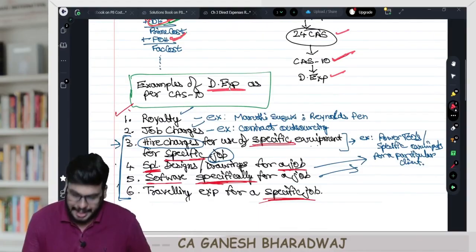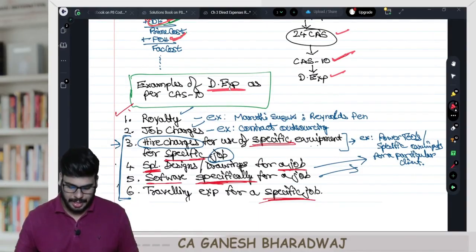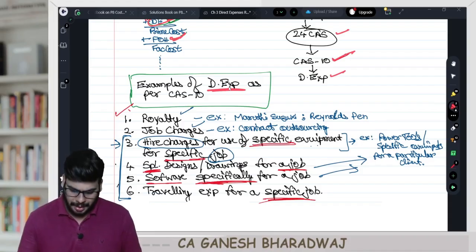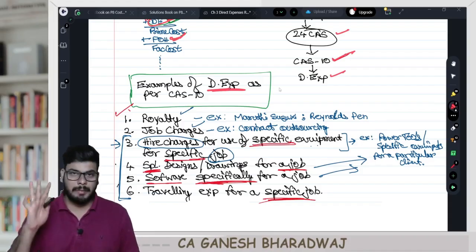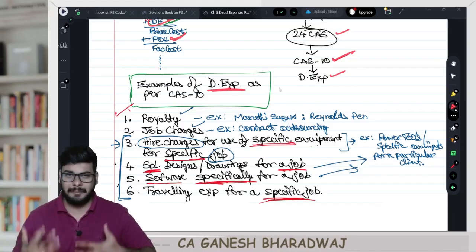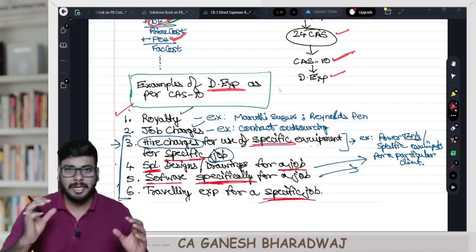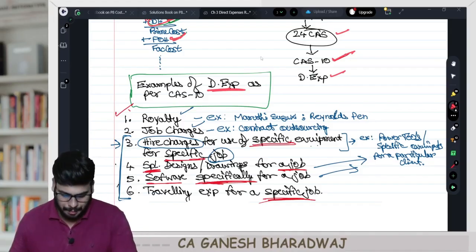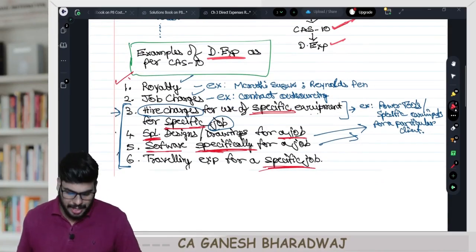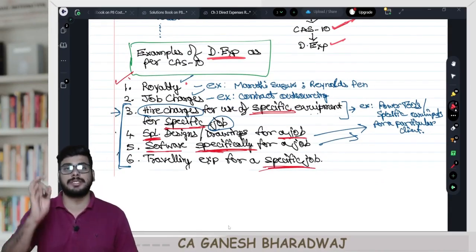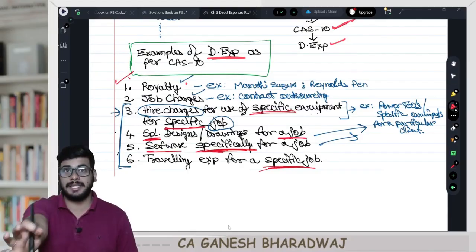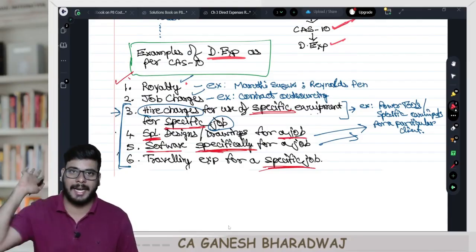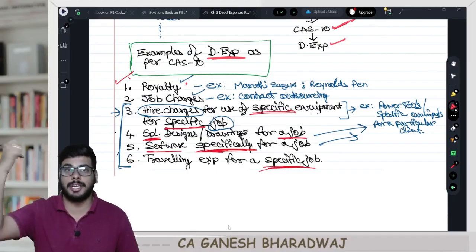Examples of direct expense as per Cost Accounting Standard 10, for all the numerical problem solving. And even if it comes as a theory, you remember these 6. These are the repeatedly tested areas, which I am quickly summarizing. Now, examples of direct expenses. If you find any of these items, it needs to be necessarily classified under what? Direct expense category. Do not put it under production overheads.